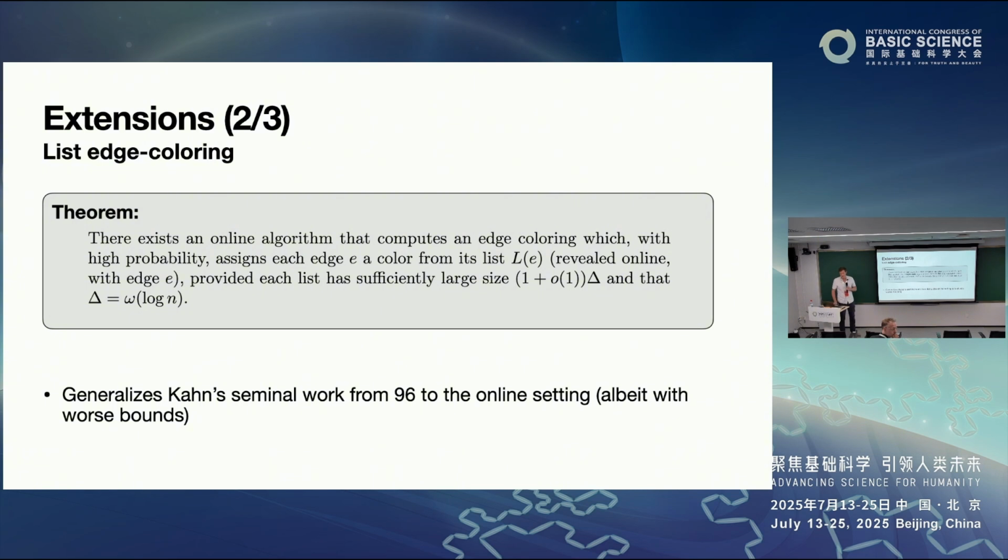You can get the same result for list edge coloring, the generalized Kahn's result from '96, albeit you lose this little o(1). So what is list edge coloring? When an edge arrives, you get a list of available colors for that edge. And this list is assumed to be of size at least delta, otherwise it doesn't work. So it's a generalization. The standard problem has every edge with the same palette. Here you're allowed to have edge-dependent palettes, but they have to be of a certain size.